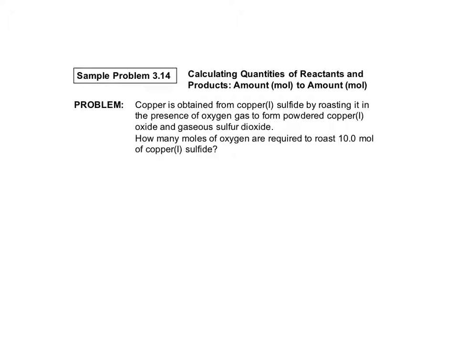So always the first step, remember, is to write down what we know. I know that I have 10.0 moles of copper 1 sulfide. So the first thing is to obviously figure out what the formula for copper 1 sulfide is. So copper, the elemental symbol is Cu, and by them telling me that Roman numeral 1, I know that that has a plus charge. Sulfide, that's sulfur.